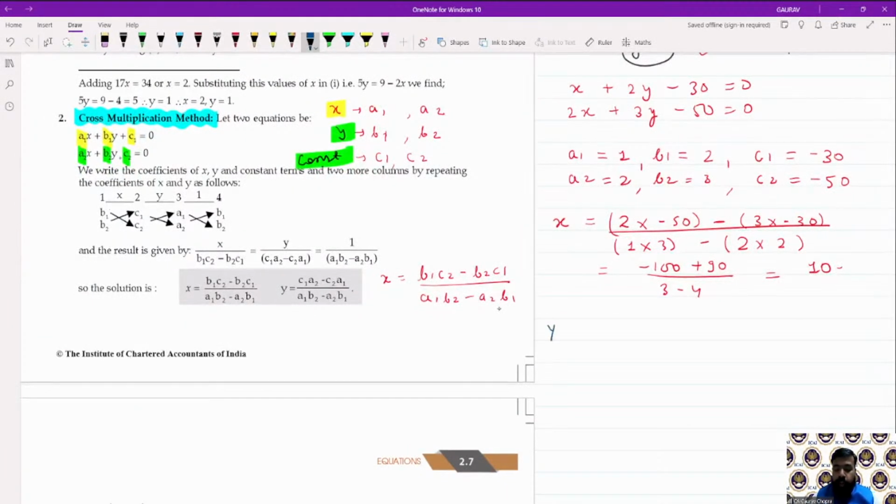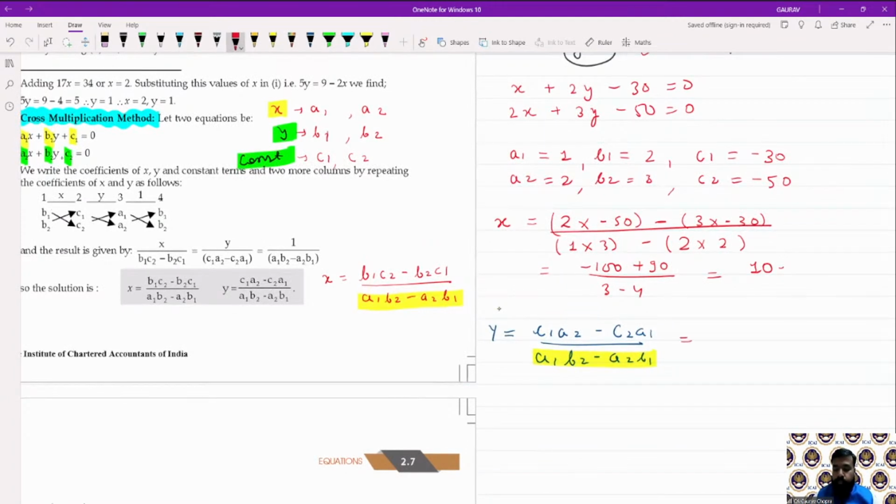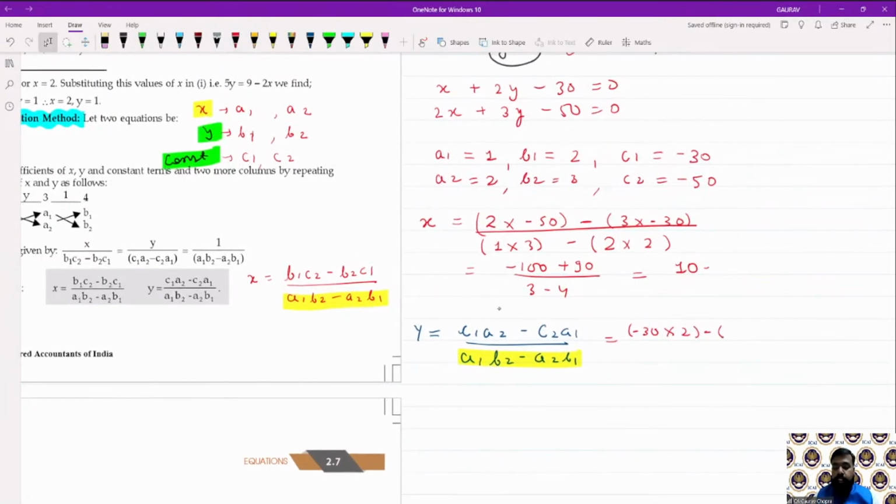Similarly, to calculate the value of y, we have to use the formula C1A2 minus C2A1 upon A1B2 minus A2B1. So if we see, the denominator in both the cases is the same. Only the numerator is changing. We have to change the numerator. So let's substitute the values. C1 is minus 30 multiplied by A2 is 2, minus C2, minus 50, into A1 is 1, divided by the denominator, we have the same values, so it will be 3 minus 4.